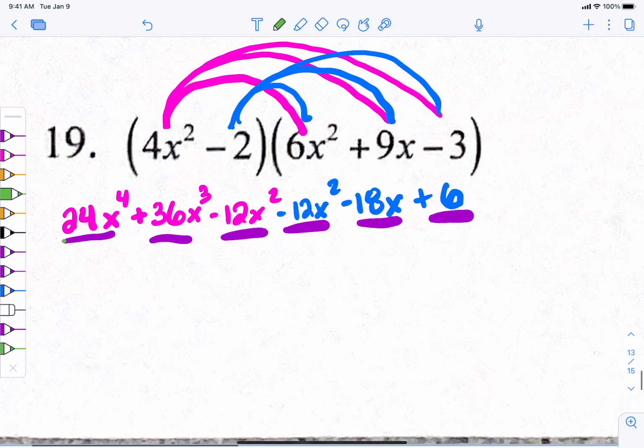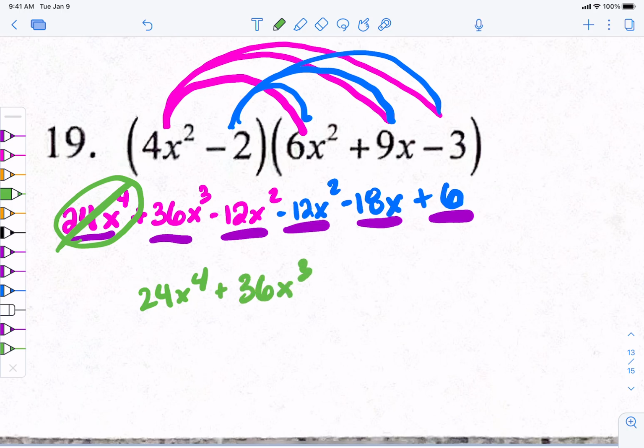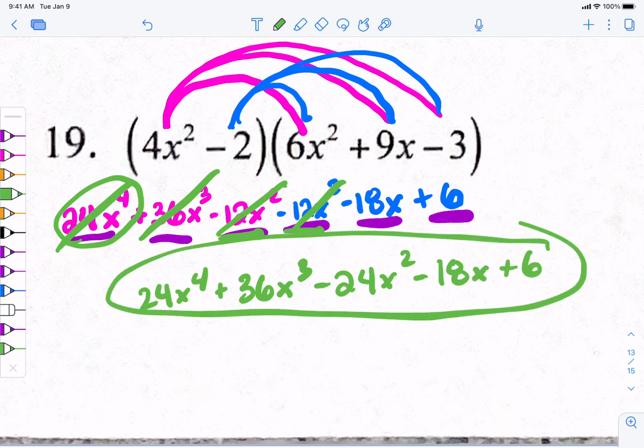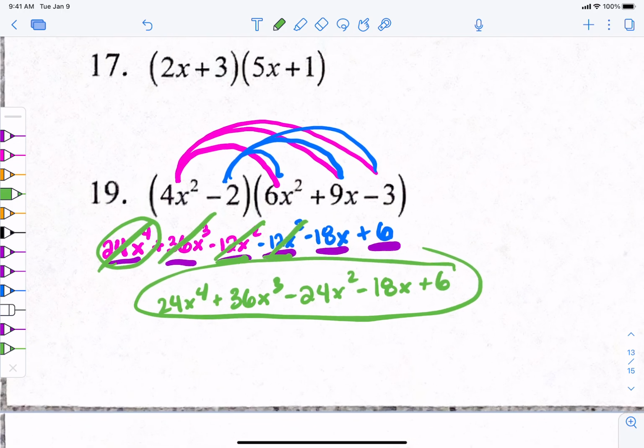Now we combine like terms. So x to the 4th, this is the only one, so it's 24x to the 4th. How many x to the 3rds? Just 1, so it's 36x to the 3rd. Negative 12 and another negative 12 makes negative 24x squared. So those two can be put together. Minus 18x plus 6, that's all you can do.